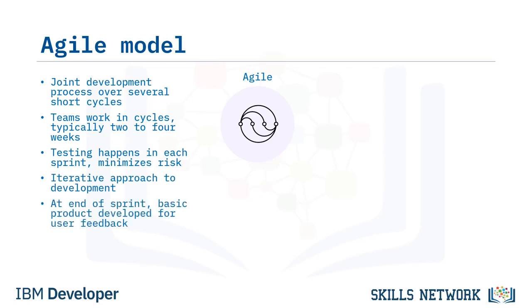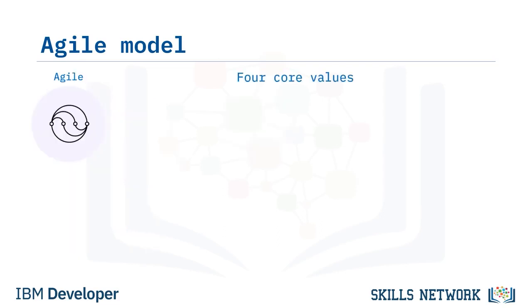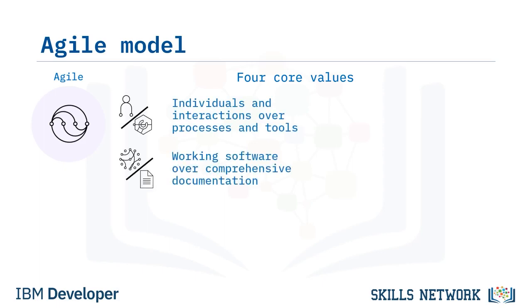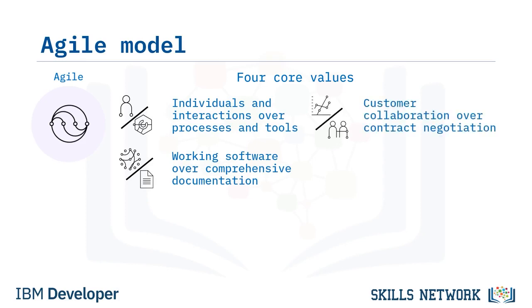At the end of each iteration, a minimum viable product is developed that can receive user feedback, and this process is repeated for every sprint cycle. The 4 core values to Agile development are individuals and interactions over processes and tools, working software over comprehensive documentation, customer collaboration over contract negotiation, and responding to change over following a plan.